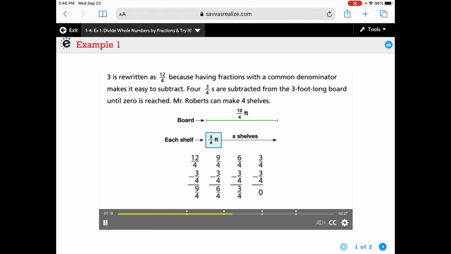3 is rewritten as 12/4 because having fractions with a common denominator makes it easy to subtract. 4 3/4 are subtracted from the 3-foot-long board. So that's your bottom 3/4 here, the ones that they're taking away. 1, 2, 3, and 4. 4 times. Until 0 is reached. Mr. Roberts can make 4 shelves.